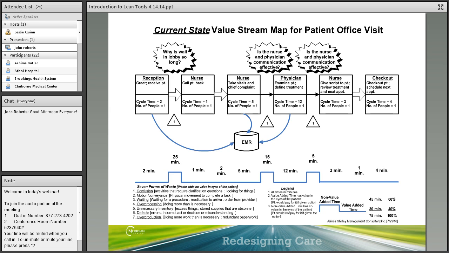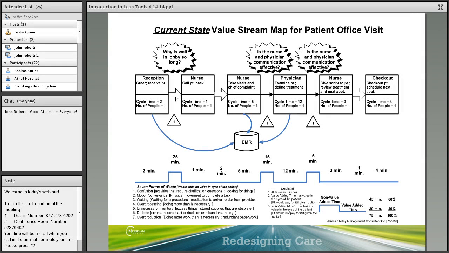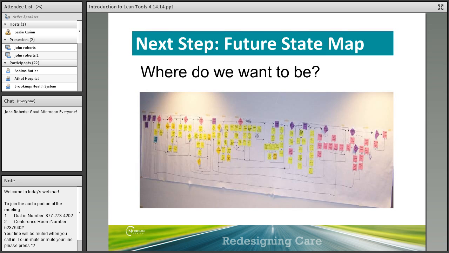And so towards the bottom, we're beginning to look at time. How long is the patient in reception? How long are they waiting to get in to see the nurse? How long are they in with the nurse? Then there's non-value added time, and you can see that in this particular situation, about 60% of the time, 45 minutes, was non-value added to the patient. Those are the things we begin to look at when we do value stream mapping.